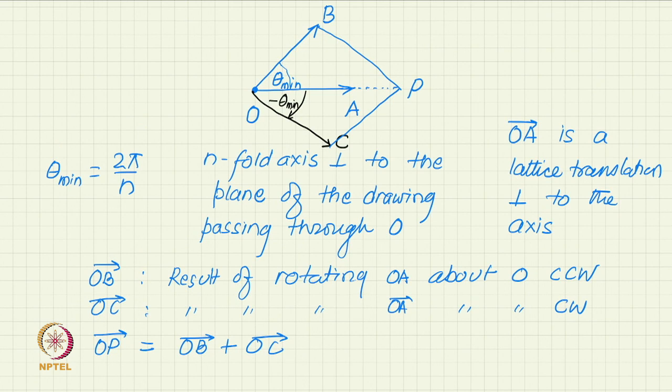symmetry rotation. So, a symmetry rotation should take a lattice translation to another lattice translation. So, OB is a lattice translation, OC is a lattice translation, and OP, which is the sum of two lattice translations, is also a lattice translation.